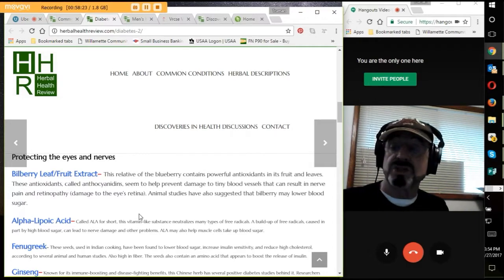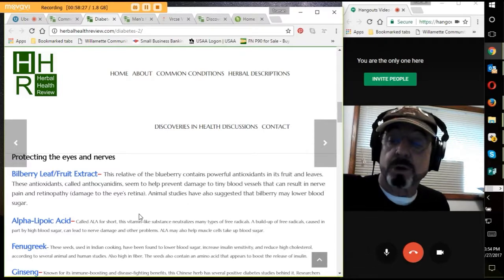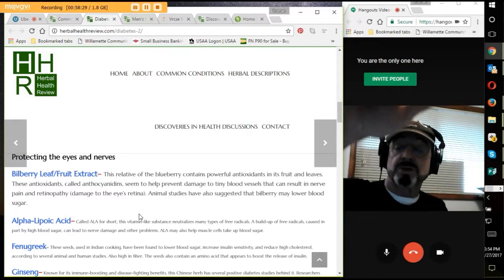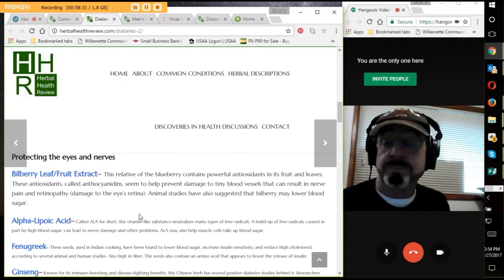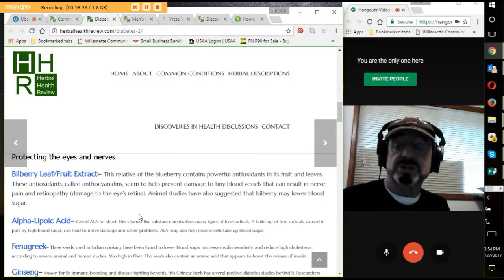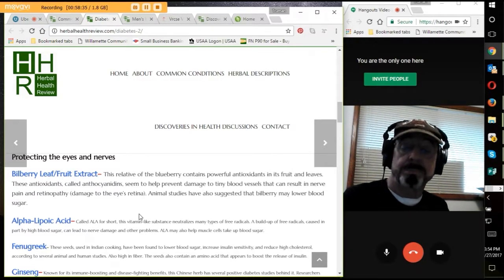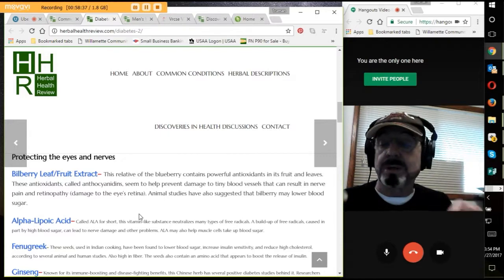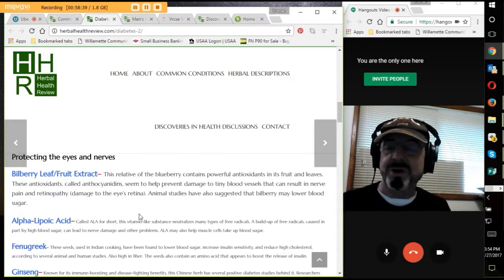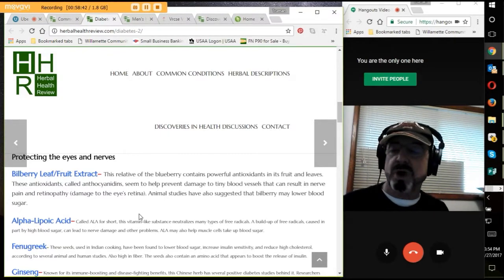And it would also be a good thing to know about if there are varicose veins. Bilberry fruit and leaf would be another good one to help that problem as well. Animal studies have also suggested that bilberry may lower blood sugar. So here we go, we're just lowering that blood sugar all over the place.